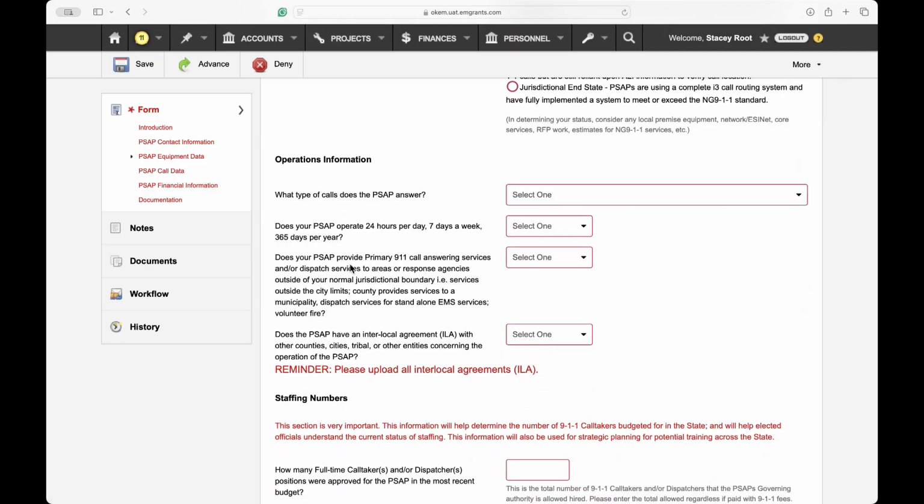The new question is, does your PSAP provide primary 911 call answering services and/or dispatch services to areas or response agencies outside of your normal jurisdictional boundary? Like services outside the city limits, a county providing services to a municipality, dispatch services for standalone EMS services or volunteer fire. That is new. It's a yes or no question, but if it is a yes, we're asking that ILAs be uploaded. I'll let Lance talk a little bit more about that, but does anybody have any question about what that question is asking?